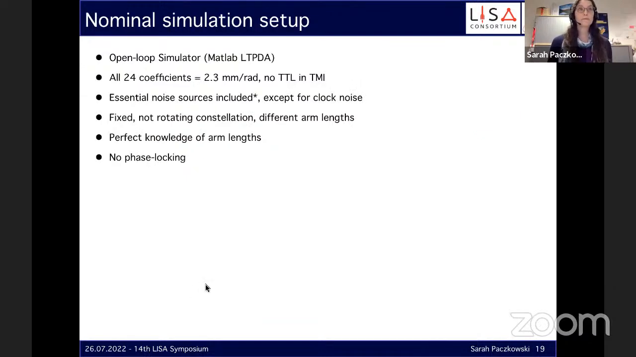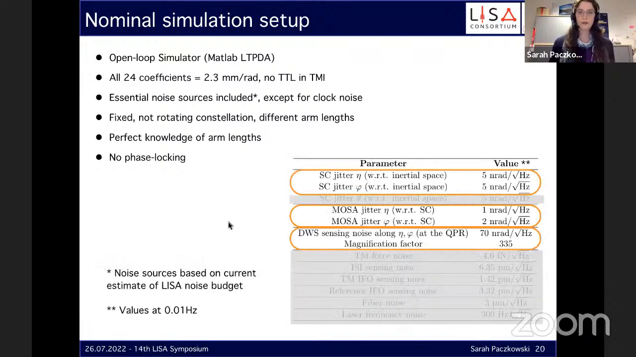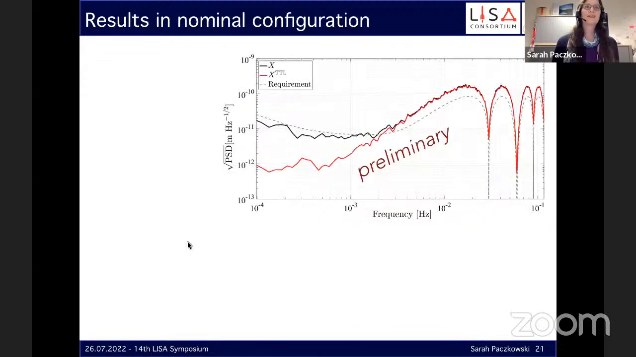So with this, I would like to come to the results with our nominal simulation setup. And I'm sorry, I'm aware that I'm running out of time. So we use an open loop simulator with all coefficients set to the nominal value of 2.3 millimeter per radian. And so we also don't consider tilt to length noise in the test mass interferometer. We have a number of essential noise sources included, which are given here with their respective values at 0.01 hertz as estimated from the current LISA noise budget. Okay, so I have to speed up a bit.